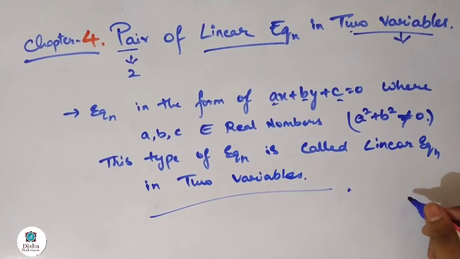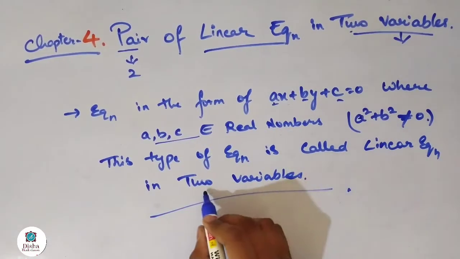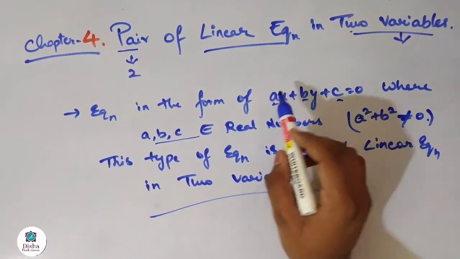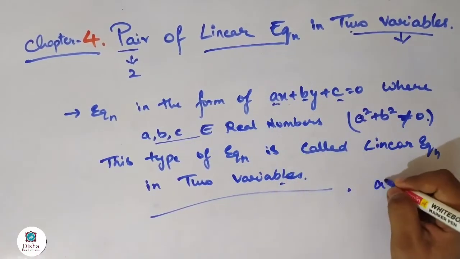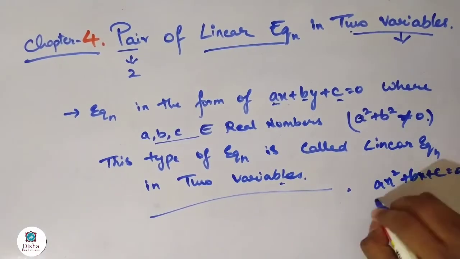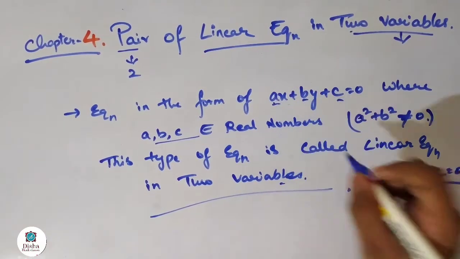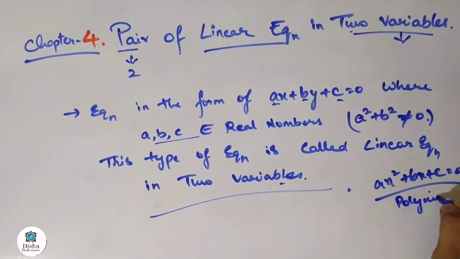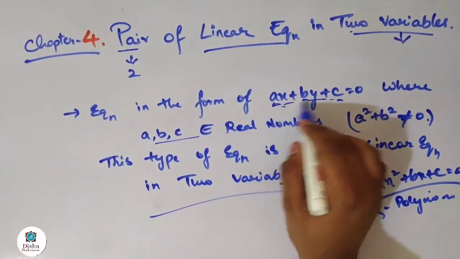So this should be remembered. We have to remember that a, b, c are real numbers, x and y are two variables here, and the standard form is ax plus by plus c. What was for the polynomial ax square plus bx plus c equals to 0 was for the quadratic polynomial, but here we have ax plus by plus c. It is for linear equation.